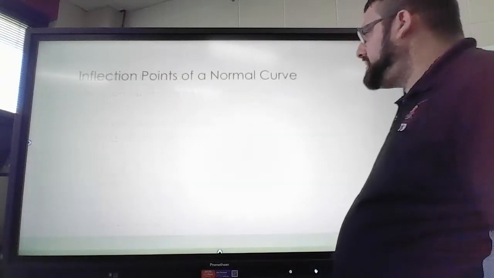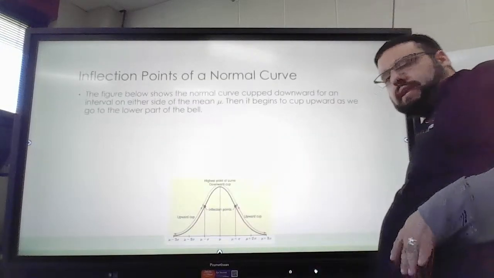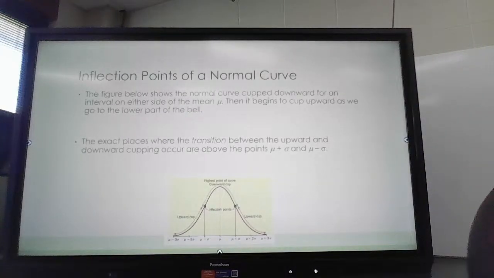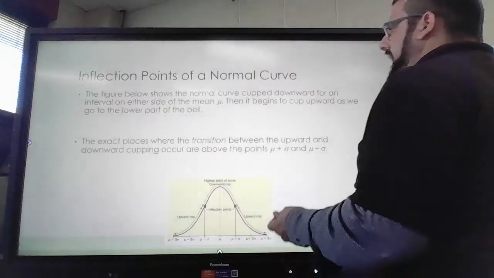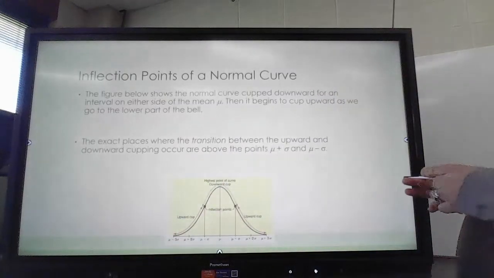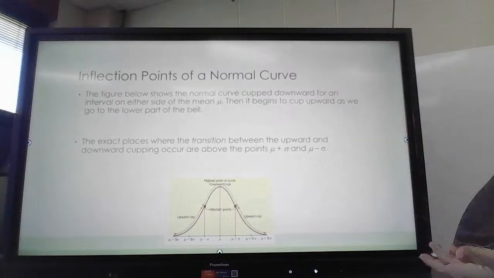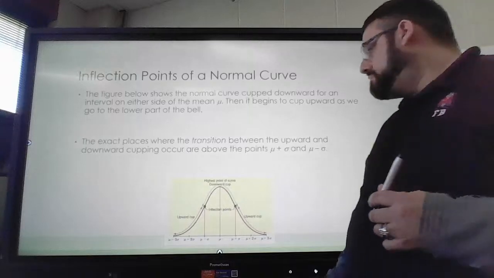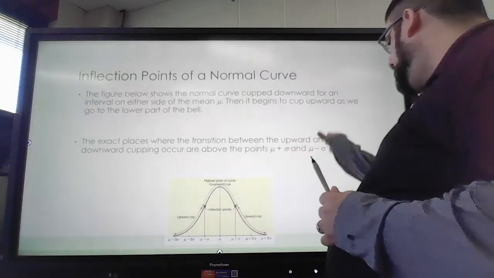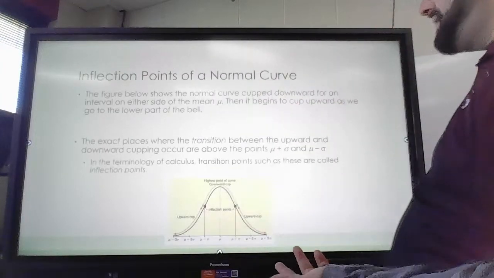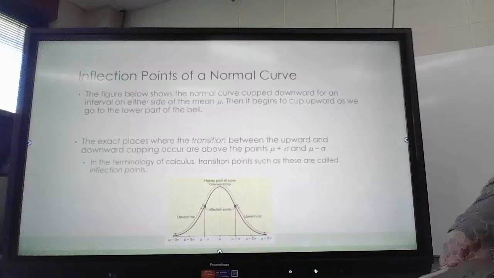We talked about inflection points a little bit earlier. So going back to the example curve from earlier, here is a normal curve cupped downward for an interval on either side of the mean. And it begins to cup upward as we go towards the lower part of the bell. So the transition places where these occur are called inflection points. And those inflection points happen within one standard deviation from the mean. So it's the mean plus the standard deviation and the mean minus the standard deviation. And like I said, in the terminology of calculus, these are called inflection points.